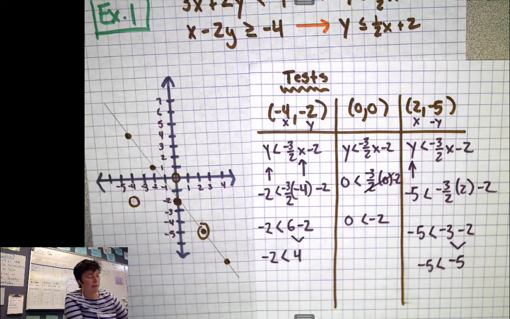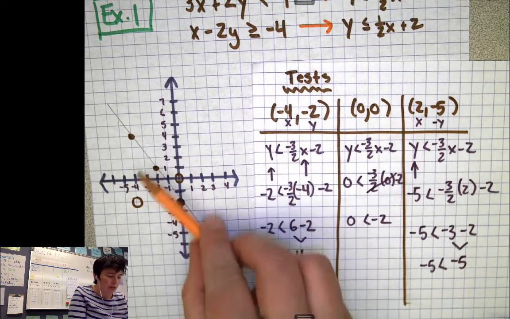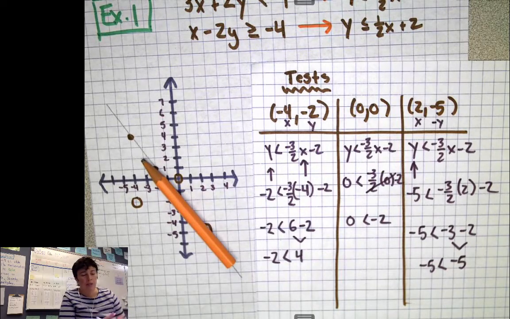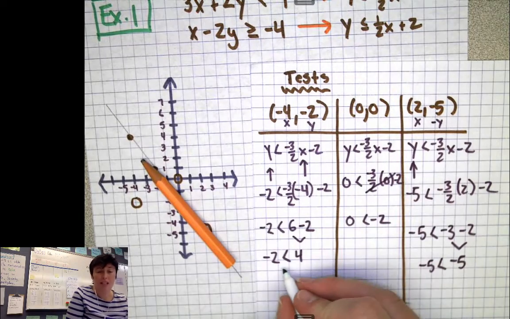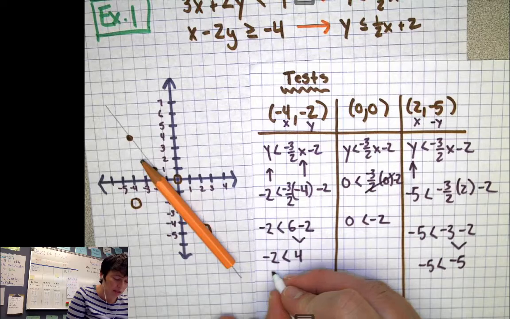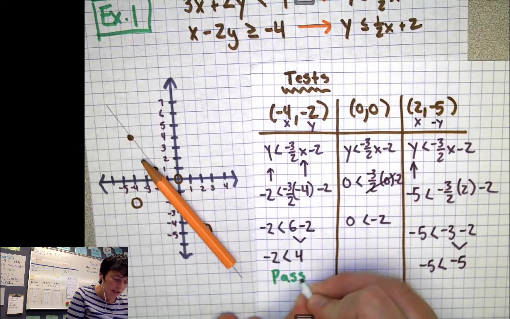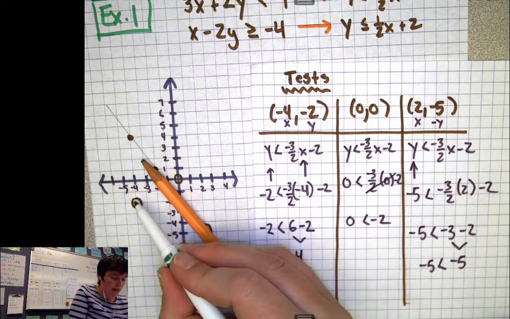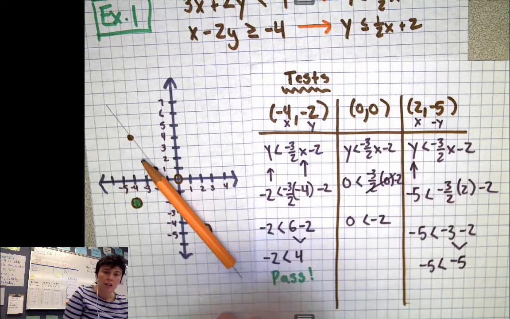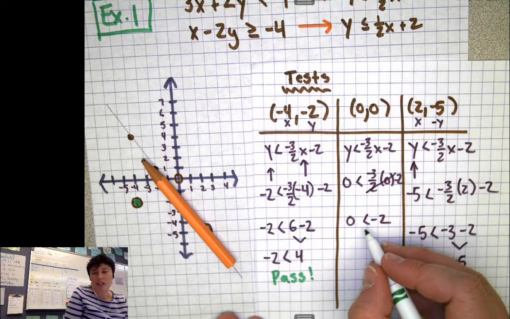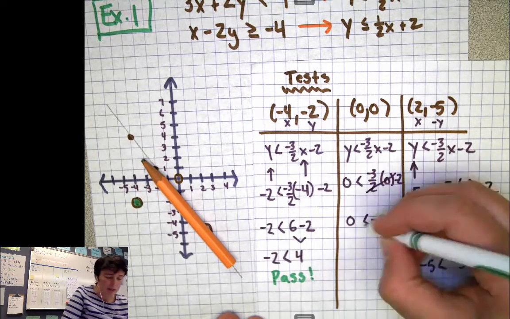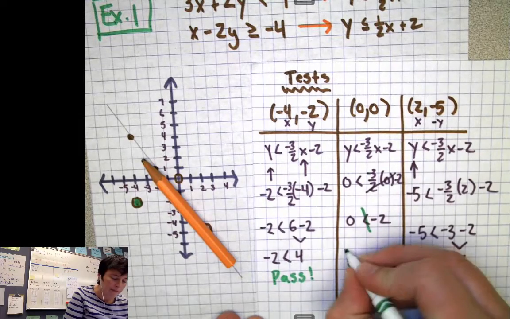Okay, let's see which ones pass and which ones fail now. Kind of get back to what our plan was. So here's our line. We know that negative 2 is less than 4. We know this is true. This is a pass. So that's good news. So the one that is out here, this one passed. We know 0 is not less than negative 2. That doesn't make sense for 0 to be less than a negative number, so that's a fail.